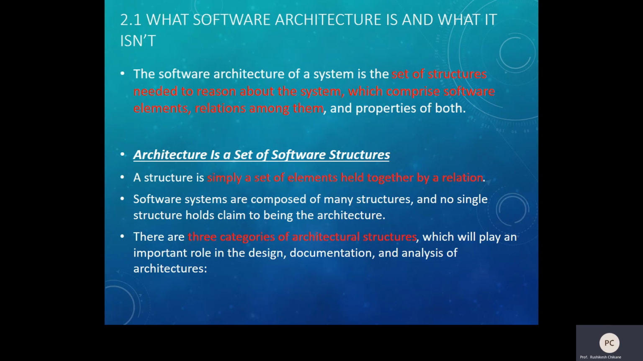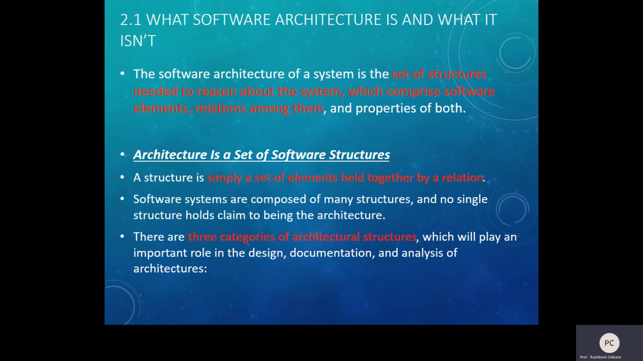I cannot say that, because my building can have more flats, and it also has other amenities. Those flat structures and those amenities together make up the complete building. So we cannot say that one type of structure can be the complete system architecture. No single structure can claim to be the architecture.